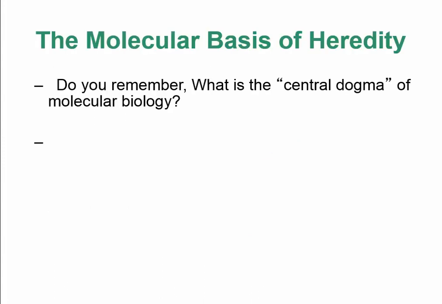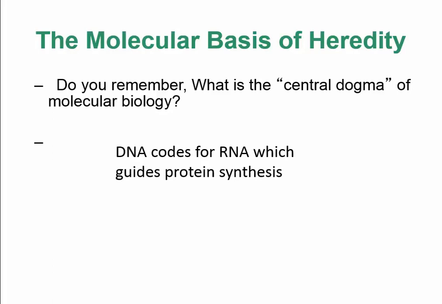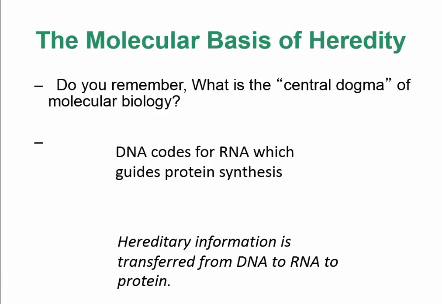Do you remember what the central dogma is? That's right. DNA codes for RNA, which guides protein synthesis. Another way to look at that would be that hereditary information, that's the DNA, is transferred from DNA to RNA. That's called transcription, and then from RNA to protein. That's called translation.